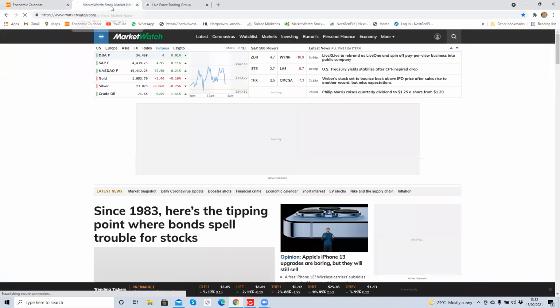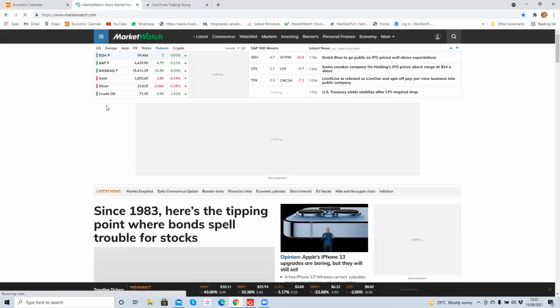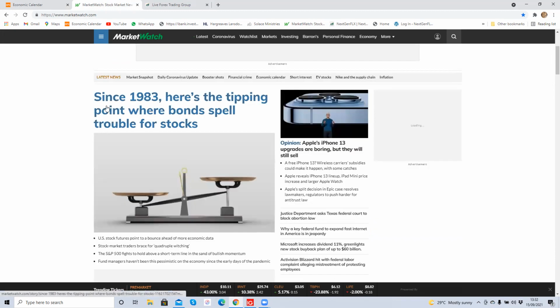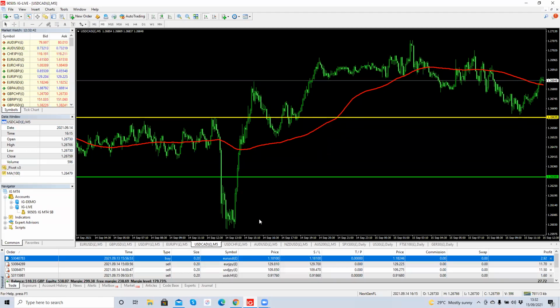Don't forget to keep an eye on Market Watch, see if there's any global news that could be creating uncertainty in the currency market, and that's currently there. And so let's go to the platform.